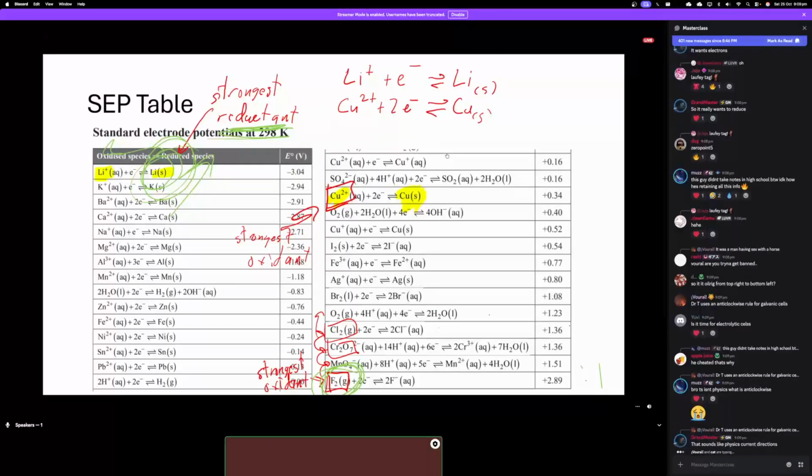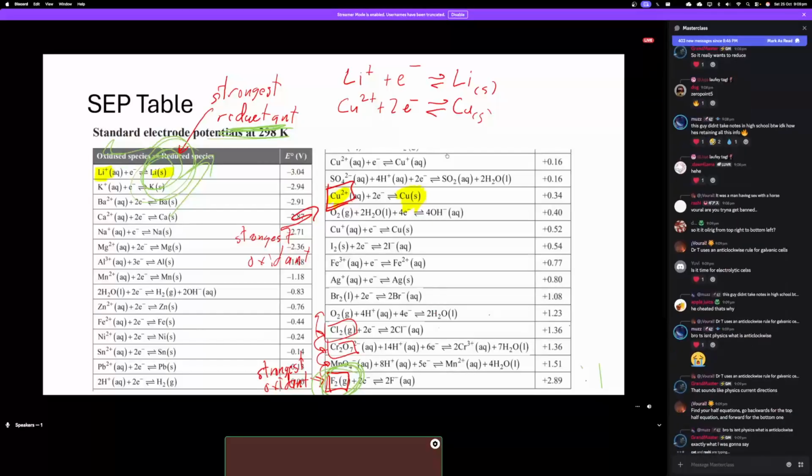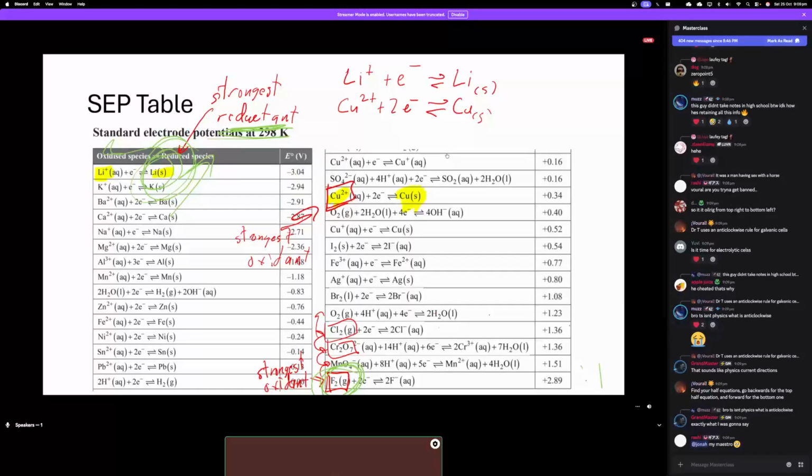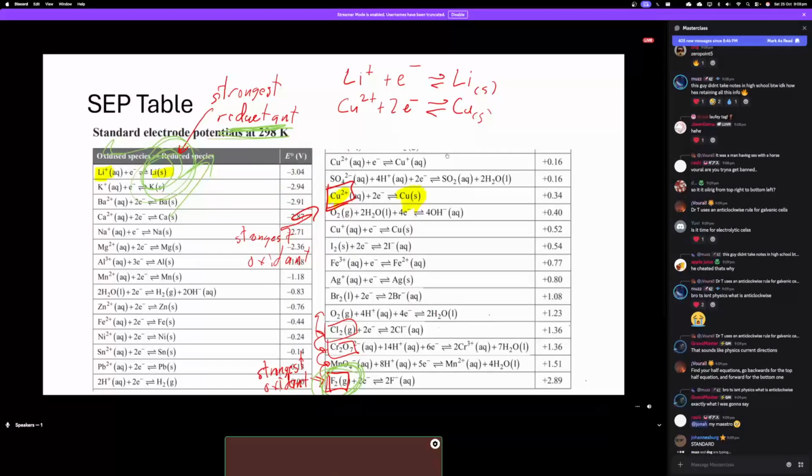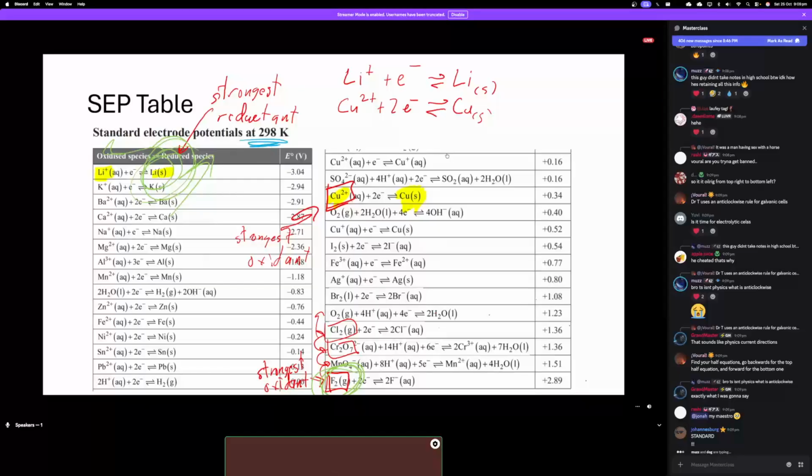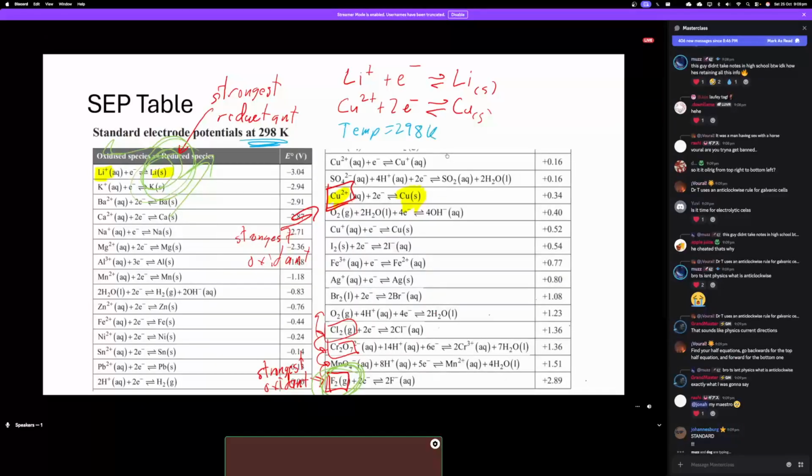The last thing that I want to get very clear: there are some assumptions that we make for this table, and you should know them. They are quite important. One of them is literally written right here. The temperature is 298 Kelvin. That is an assumption.